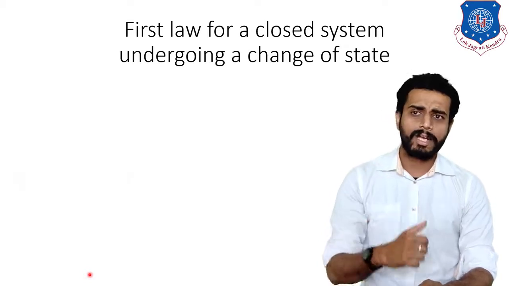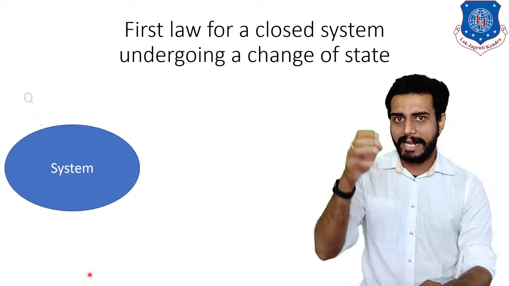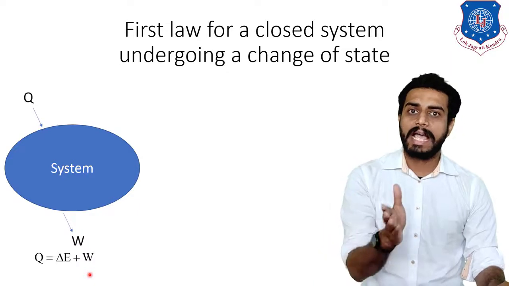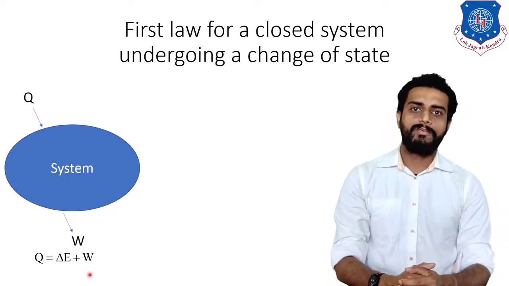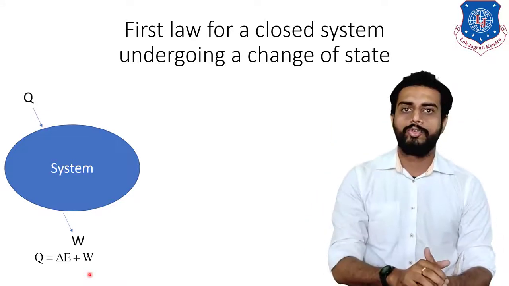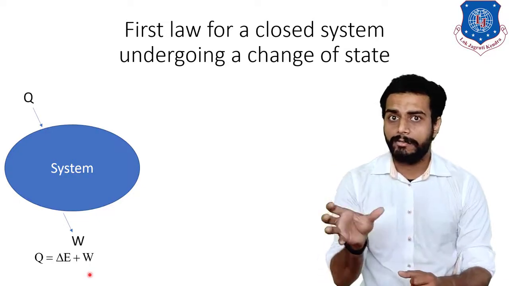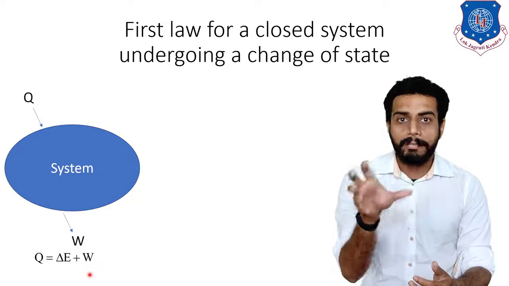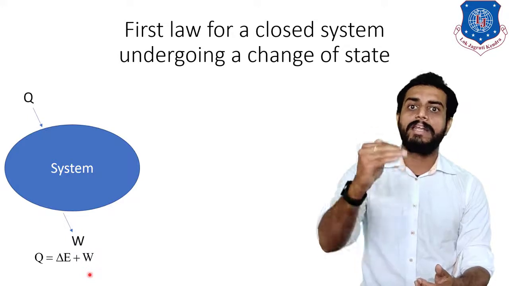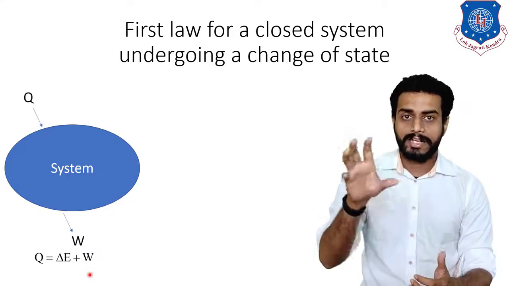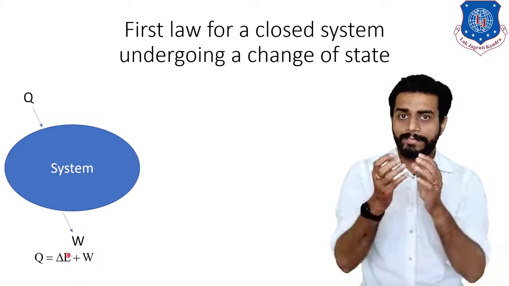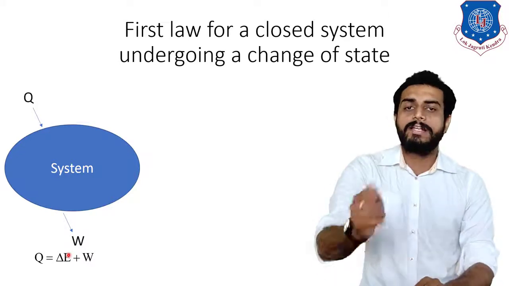Here, consider this system. Some heat is added to the system and some work is done by the system. So the first law can be written as Q is equal to delta E plus W. What is the meaning of this? Let us say the system is given 100 joule of heat, and the system does 70 joule of work. The remaining 30 joule of heat is utilized in increasing the internal energy of the system. So here delta E will be 30 joule. There will be some utilization or transfer of energy in the form of internal energy.